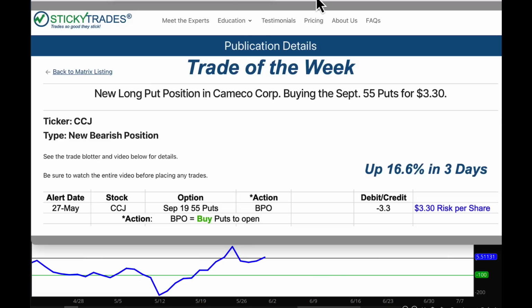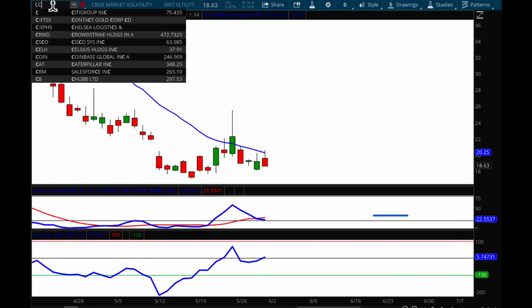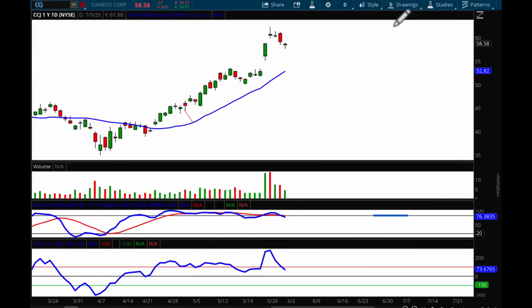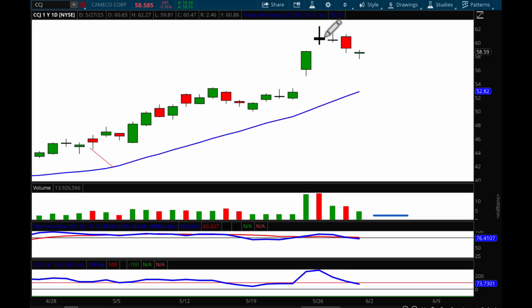Well, look what happened. This was trading today at 385 right there. So we're up over 16% in just 3 days. Now let's recap this trade from the very beginning. Remember that CCJ is the ticker symbol, and the 27th is on that candle right there. What kind of candle? That is a shooting star.